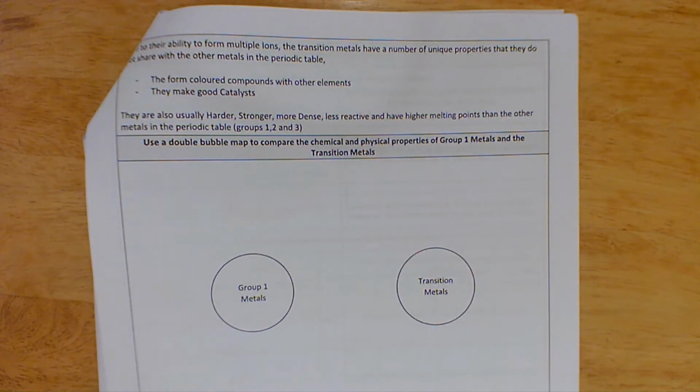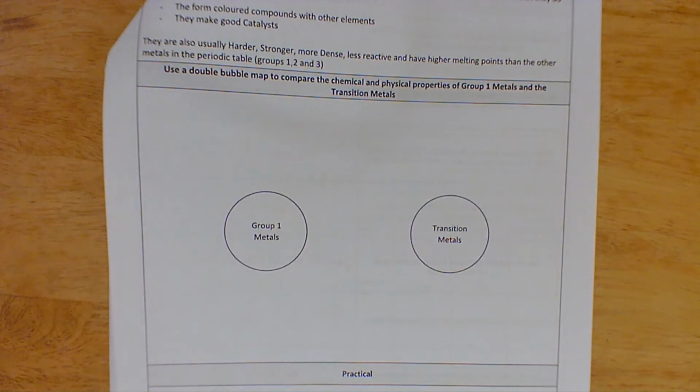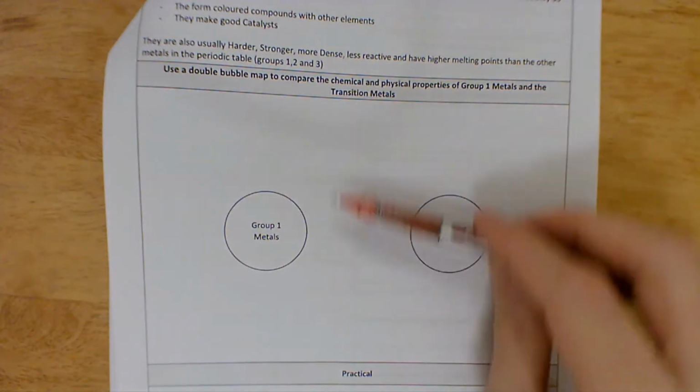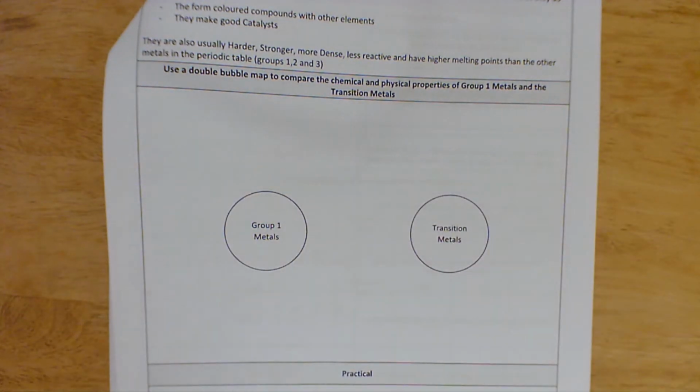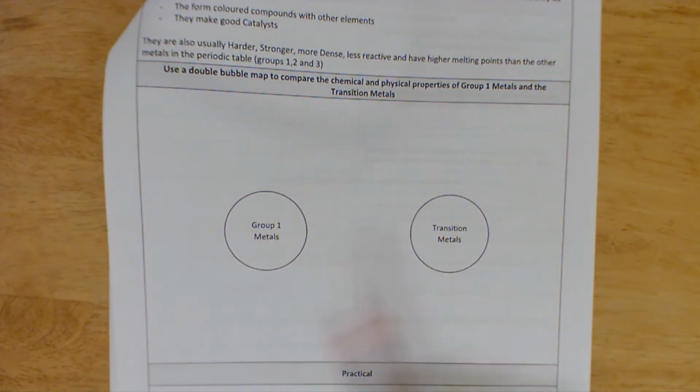So what I'd like you to do now is to use a double bubble map to compare the similarities and differences between the group 1 metals and the transition metals. For the similarities, you're going to look for the common metallic properties that they both have, and then we're going to look at which properties are unique to the group 1 metals and which properties are unique to the transition metals.